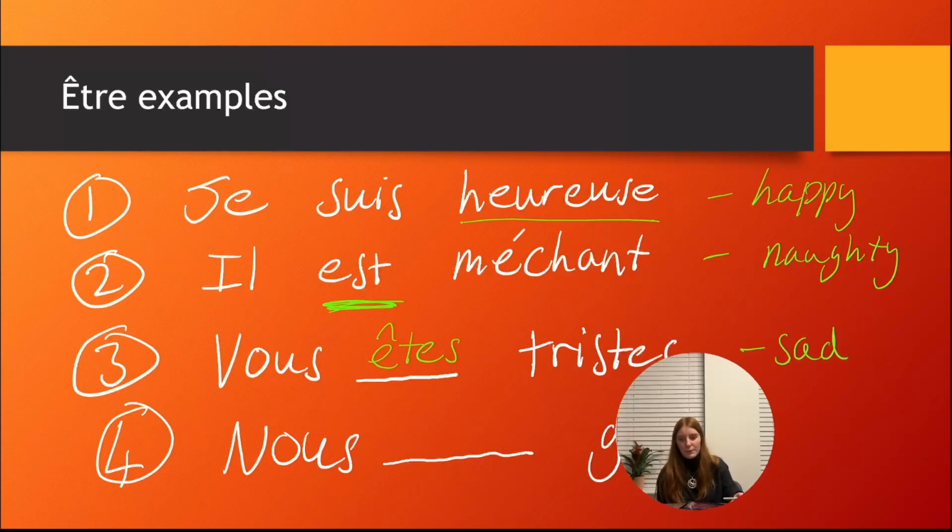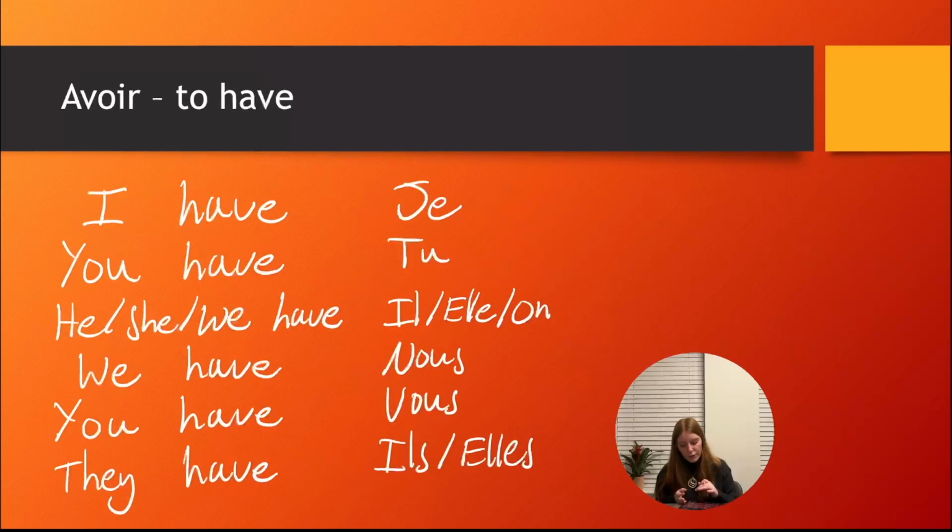These are just adjectives I've picked up here. Finally, we've got nous, something, grand. Grand is tall, by the way. It's not big, as many people think. Grand is tall in this context. So it would be nous sommes, because that's we are. Okay? So vous êtes, nous sommes. So that's être. Let's move on now to avoir.